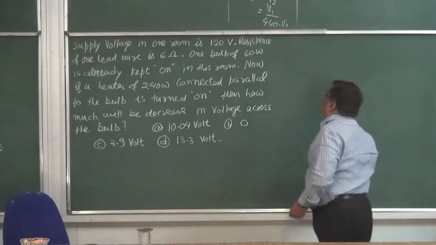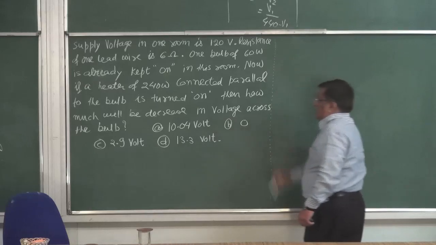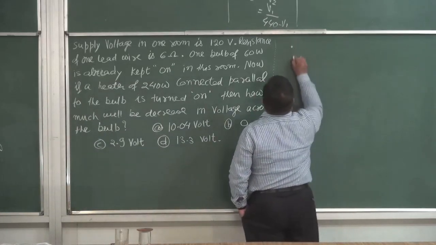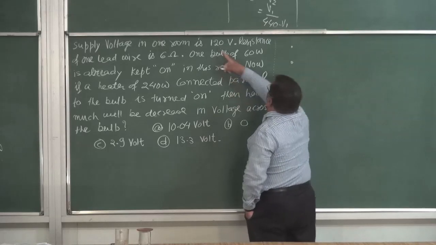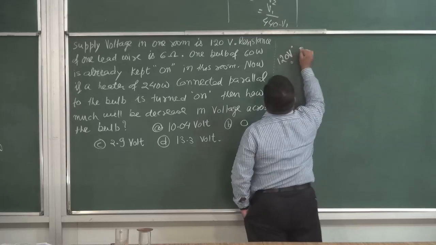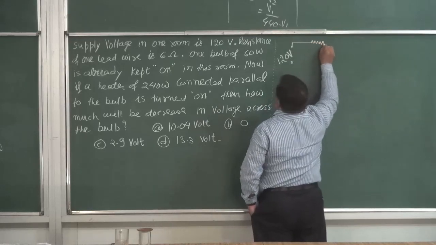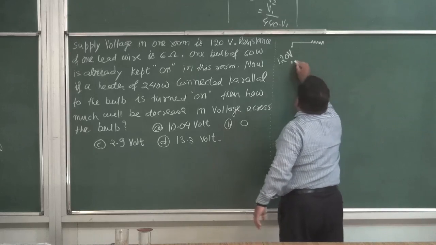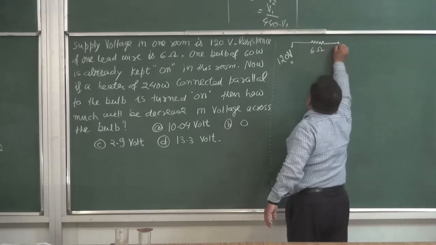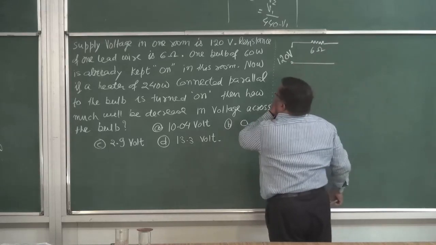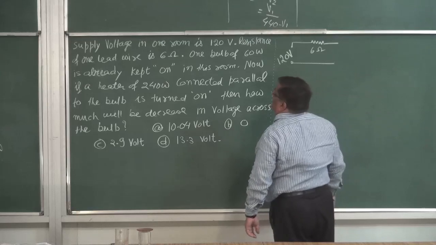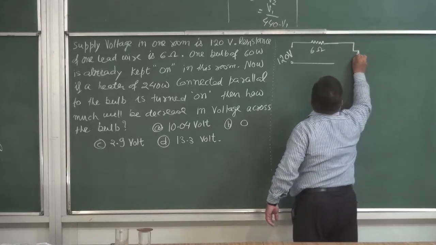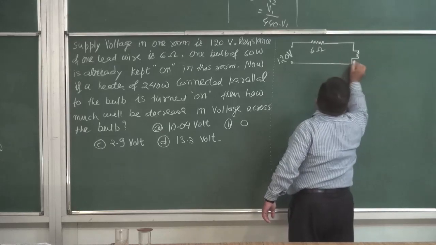See this question and read it. Resistance of lead wire is 6 ohm. ये जो पूरी lead wire कमरे की है, उसके लिए मैं यहाँ लिख लेता हूँ 6 ohm. It represents the resistance of the complete wire. Okay. One bulb of 60 watt is kept on in this room. This is a 60 watt bulb.